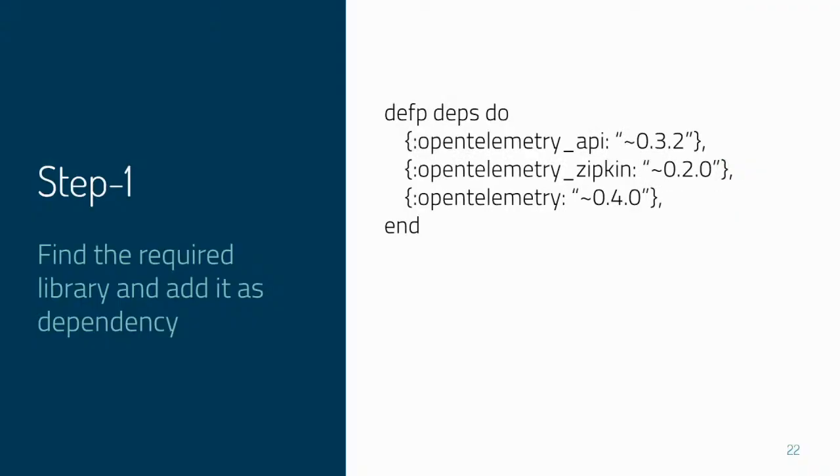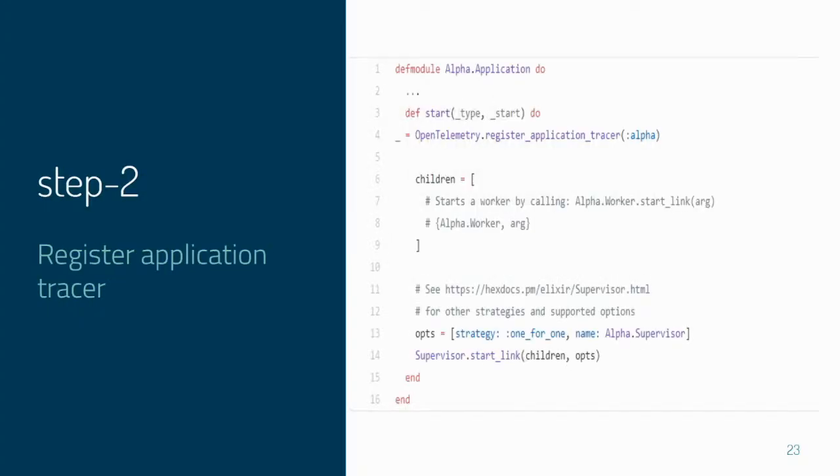So let's check how to add OpenTelemetry into your project. You can just add the libraries. First of all, you have to find the libraries, of course, and after finding the libraries, just add them into your application dependency. Here I'm adding API, Zipkin, and OpenTelemetry. Then you have to register your application with a name.